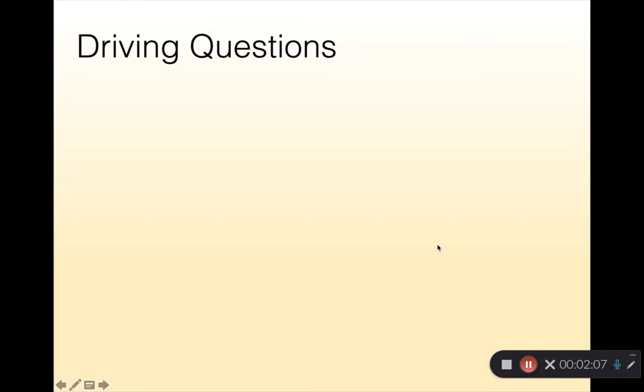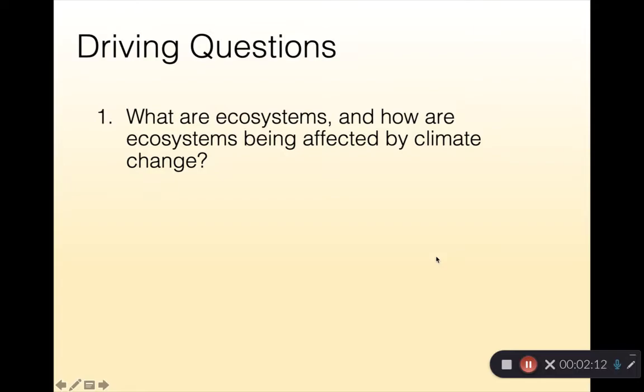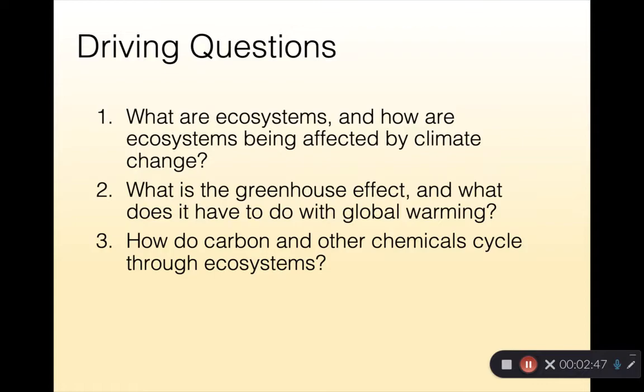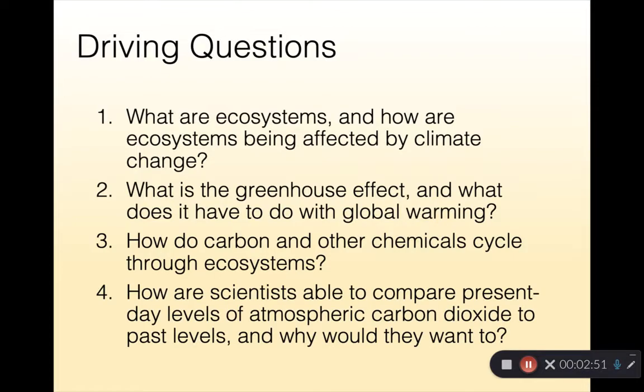Throughout this week, some of the driving questions that we're going to be looking at are, first off, what exactly are ecosystems? And then how are ecosystems being affected by these larger dynamics, such as climate change? Secondly, we're going to talk about the greenhouse effect and what that has to do with global warming. A lot of this lecture is going to be understanding specific definitions of these global processes. You've probably all been exposed to these types of processes before, but what we really want to drive down on is understanding the specific ecology that biologists use to describe these effects. Thirdly, we're going to talk about the carbon cycle as well as other chemicals that cycle through these ecosystems. And lastly, as a technical note, understanding how scientists are able to compare present day levels of atmospheric carbon dioxide to past levels, and why we want to understand what was happening in the past compared to what's happening currently.